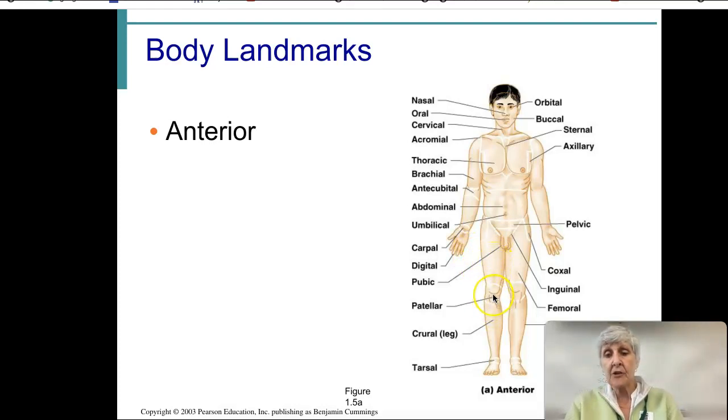You have patellar, which is your kneecap. You have crural, which is basically your shin bone. And then you have tarsal, which is on your ankle. So coxal is the side of your hip, and we did inguinal and femoral already. The outside of your calf muscle is called fibular.